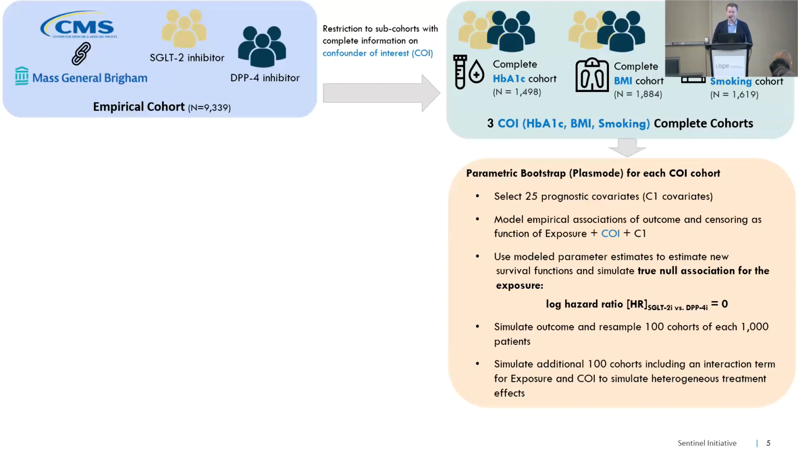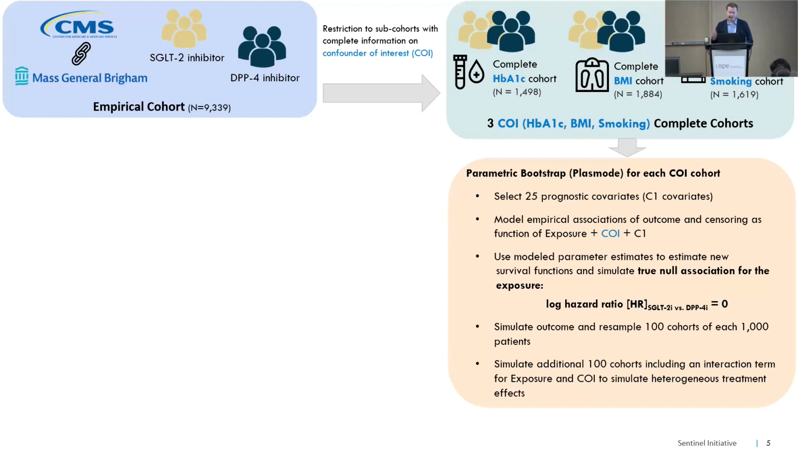So we performed a plasmode simulation by generating an outcome, including the exposure, the confounder of interest, and 25 selected prognostic covariates, which I want to refer to as C1 covariates. We defined the true exposure treatment effect as a null association. The outcome in this case was a composite cardiovascular outcome. And for each of the complete cohorts, we simulated and resampled 100 cohorts of each 1,000 patients.